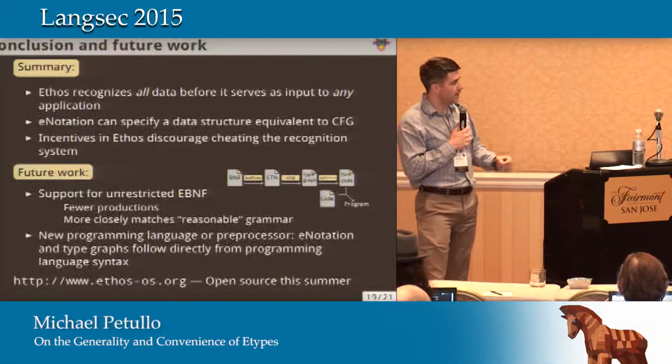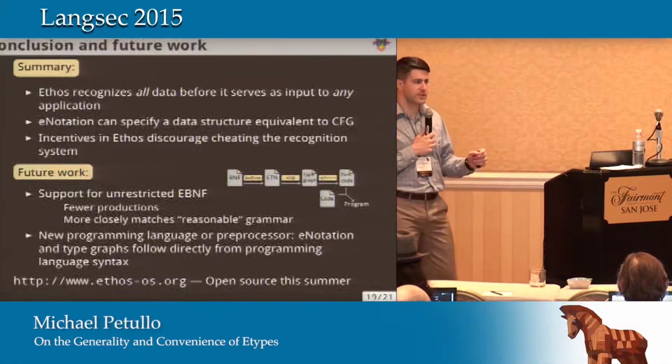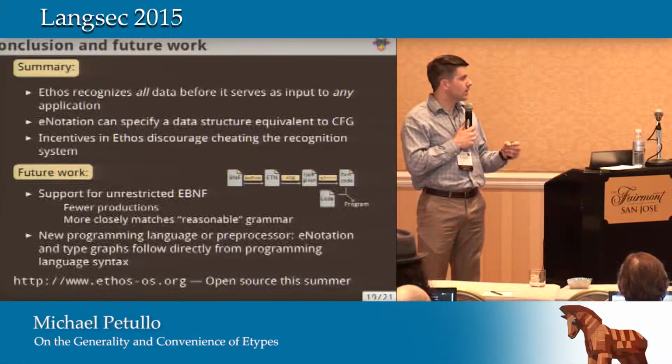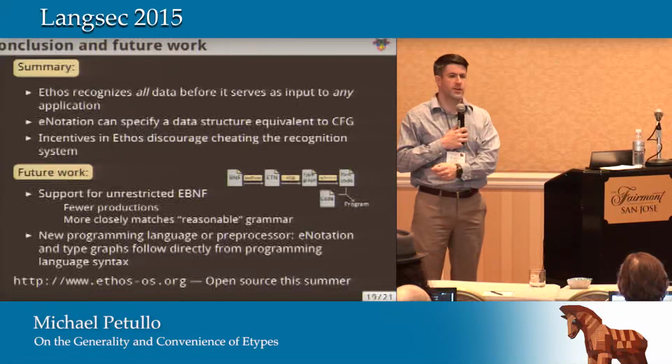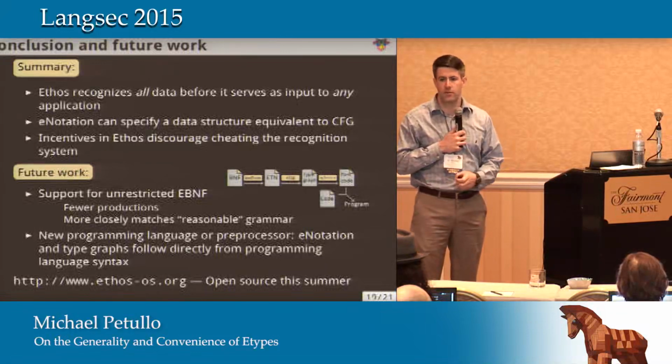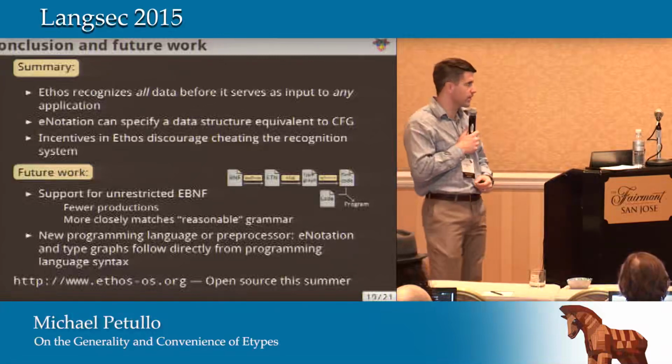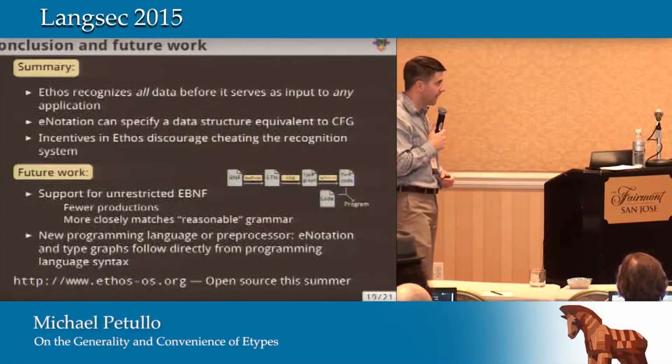On the flip side, by more closely resembling straight EBNF, your resulting E-notation will also be easier for a human being to look at and be comfortable with, what each subtype represents, or what each type in the composite types represents.